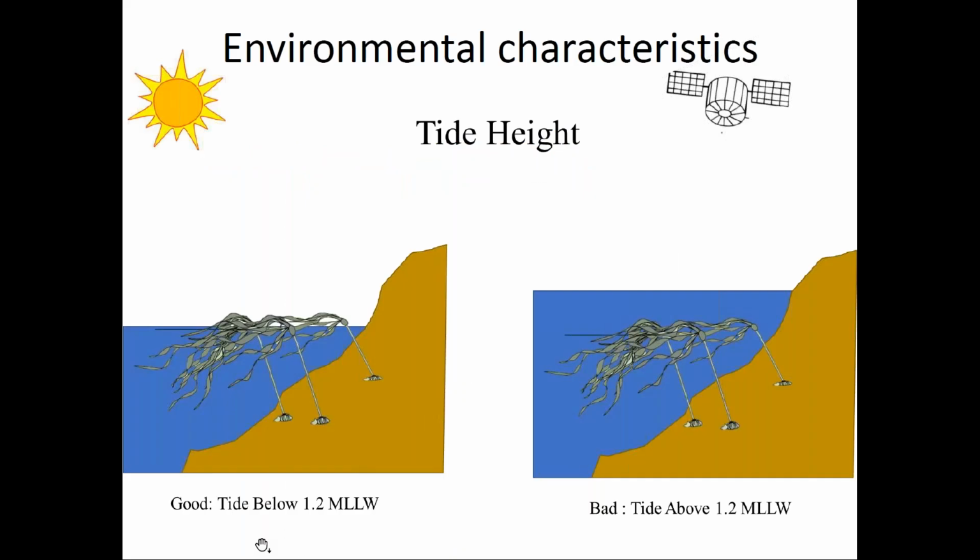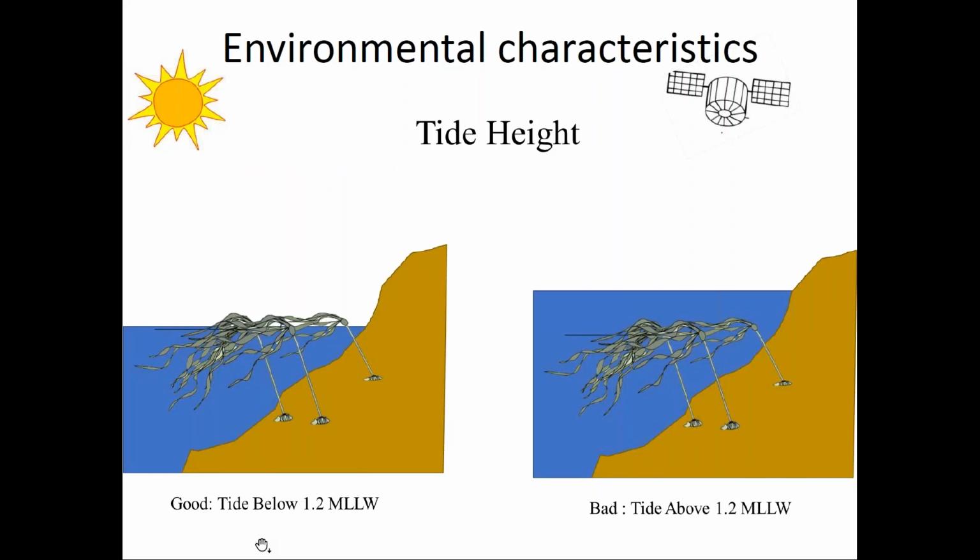So the tide height, which is related to the environmental characteristics, together with the kelp structure itself, will play a role on the detection ability of the satellite. What you see on your left side there is the ideal situation, when your image is acquired when your tide is low. Right, so you can have some of the blades and some of the structure of the kelp exposed, and that's the ideal situation.